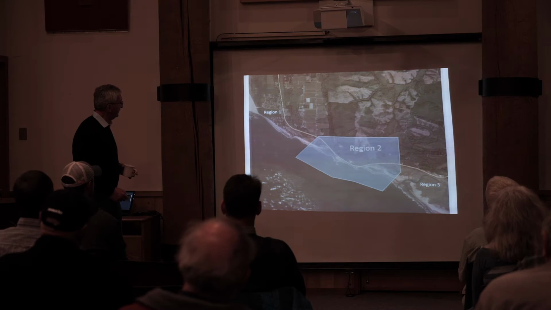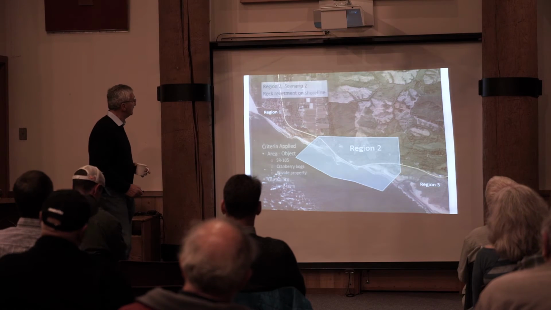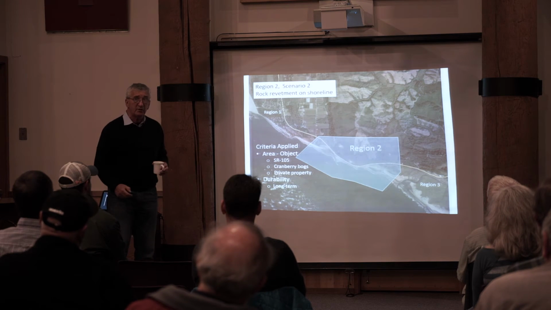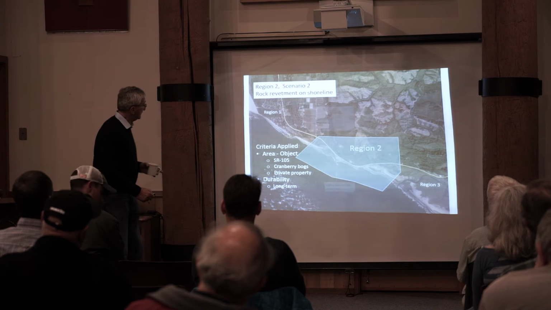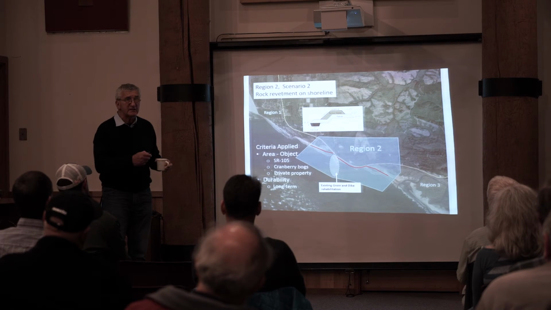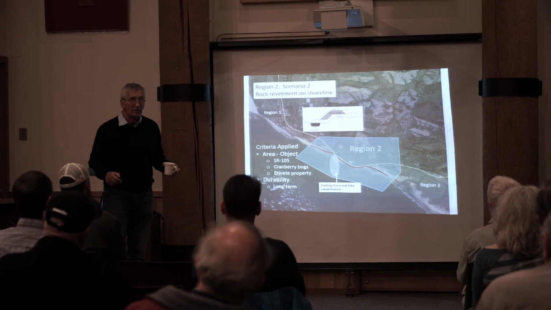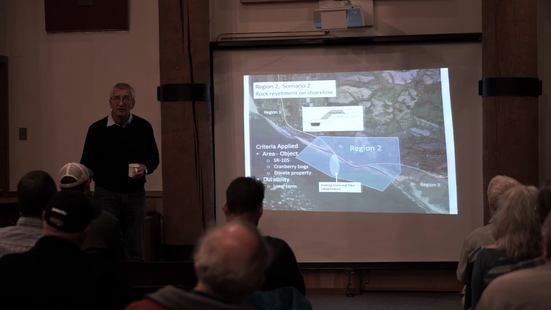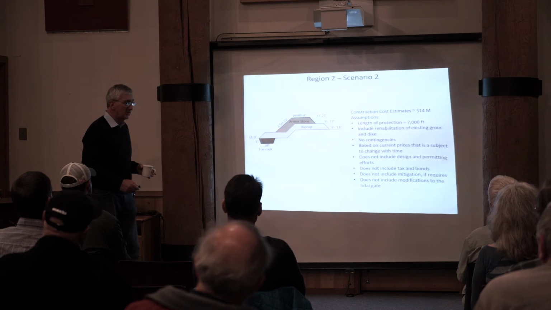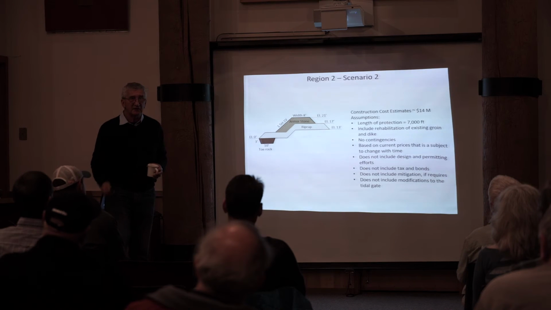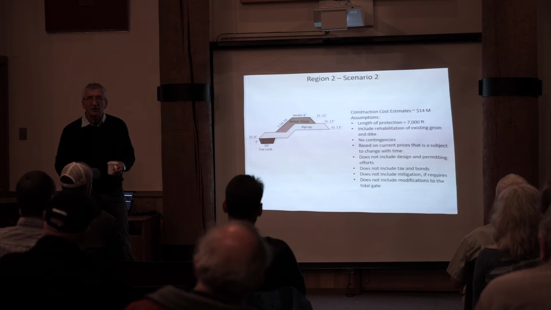Now, for the same region 2, if you take another criteria and add private property, the solution will be slightly different. We are going to reinforce the revetment, build it properly, plus rehabilitate the existing groin and dike. How much does it cost? It turns out it's $14 million this time, and it includes $5 million for the rehabilitation of the existing structure.